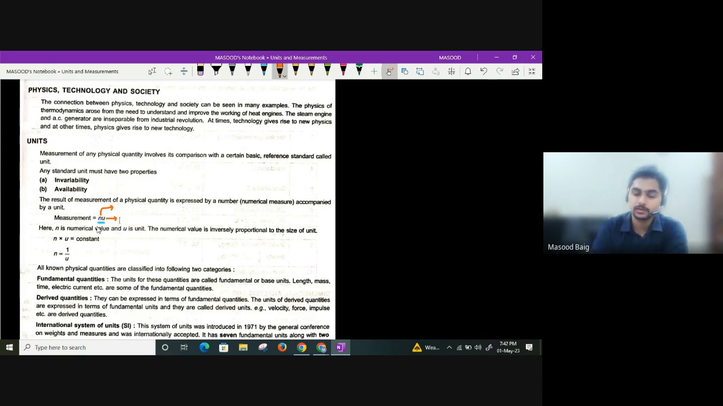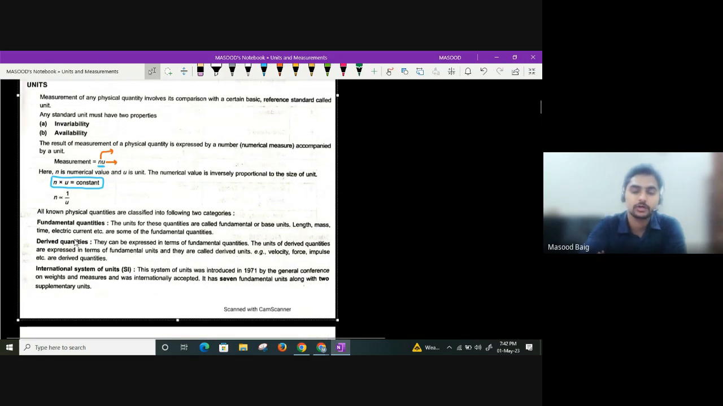And always remember, n into u, you take any system of units, n into u will remain constant. Whether you take FPS, MKS, CGS, or SI unit, n into u will always remain constant. So we have different types of units again, fundamental quantities, we have different types of quantities.